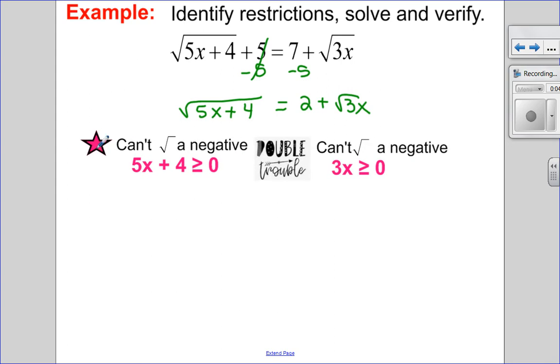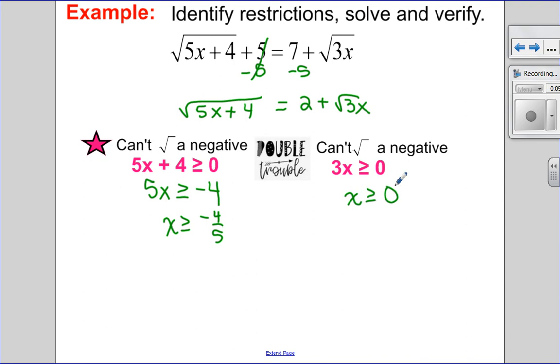So in my first restriction, 5x plus 4 has to be greater than or equal to 0. So subtract 4 from both sides, and I get 5x has to be greater than or equal to -4. Divide both sides by 5, and I get x is greater than or equal to -4/5. In my second one, I have 3x greater than or equal to 0. So divide both sides by 3, and I get x is greater than or equal to 0.